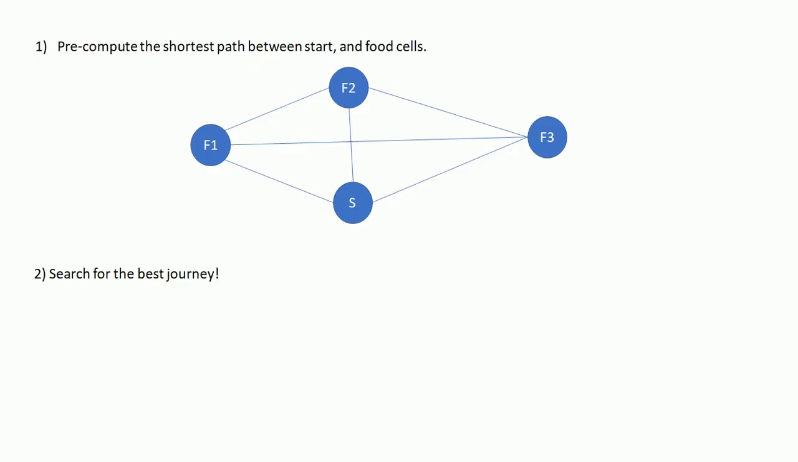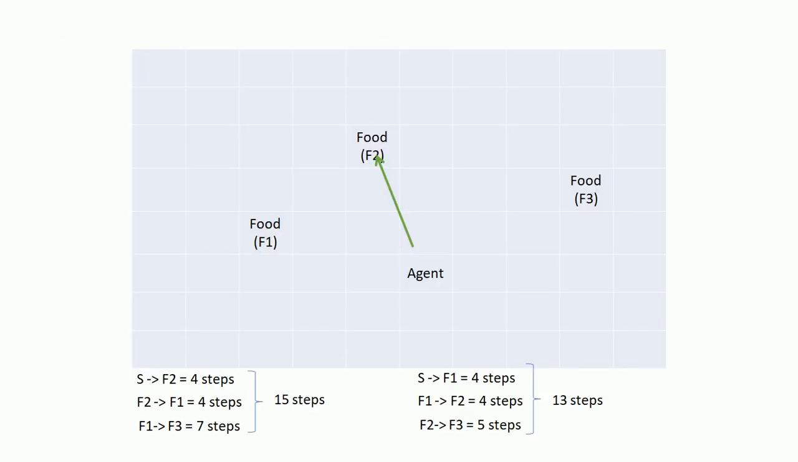So this is essentially a search problem within a search problem. The first search problem is to find food items and to find the shortest path to these food items, right? That is the first search problem. The second search problem is to find the shortest path such that the agent is able to eat all these food items.